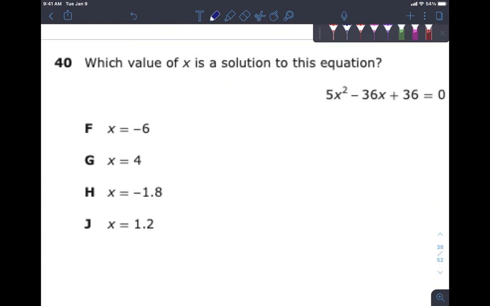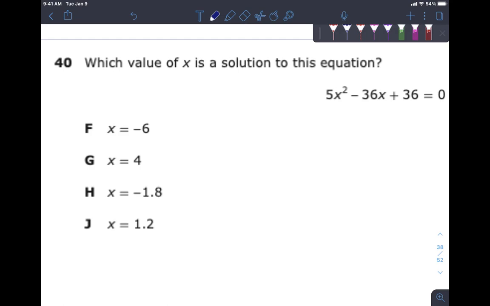Which value of x is a solution to this equation? Okay, so first of all, what are they asking us to do? They want to know a solution, a root, a 0, an x-intercept. They want us to basically factor this. Now, there are multiple ways for us to do this. I could go ahead and factor, solve for x. I could plug each one of these in to see which one would give me 0. I can graph it, see where it touches the x-axis, and I can also use the root solver, I think it's called, in the calculator. But let's go ahead and practice our factoring, okay?